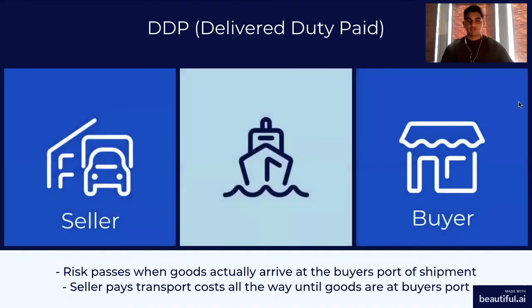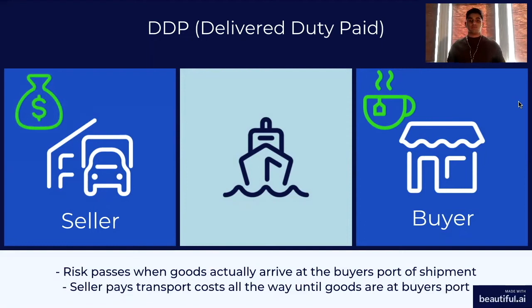So we have this scenario. That's when risk will pass. It's when the goods are actually at the buyer's port of shipment, which means the seller has to fulfill his obligations all the way until they're at the buyer's port of shipment, right? And then on top of that, he also has to pay. So you think he's getting quite a bad deal here, right? Why would any seller want to go for DDP?